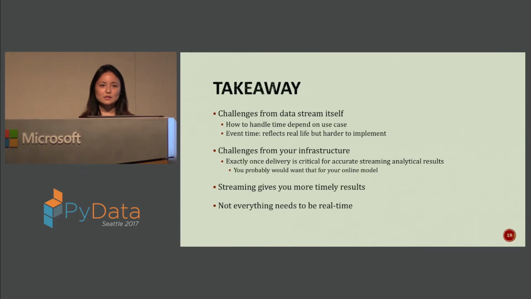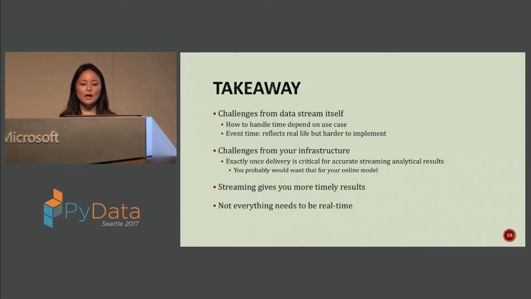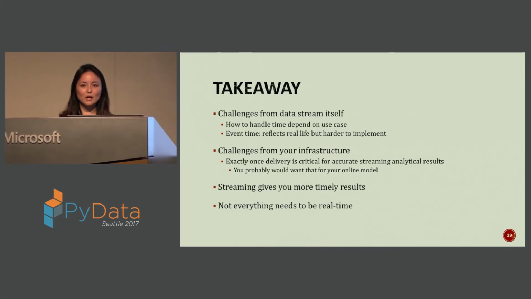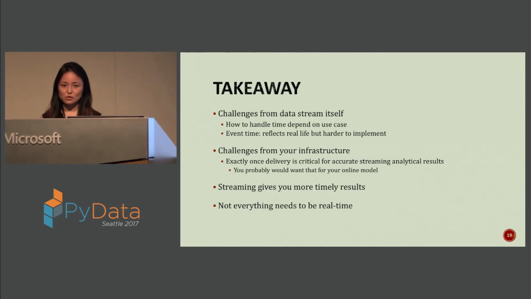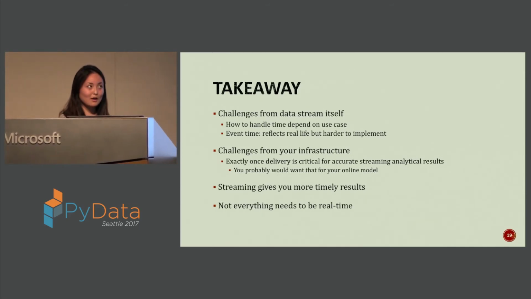How can you guarantee that from one system to another the message actually goes through? Exactly once delivery is very important for your analytical results. You probably want that for this online learning process because you don't want duplicated data fed into your model, and you also do not want to lose important data points.